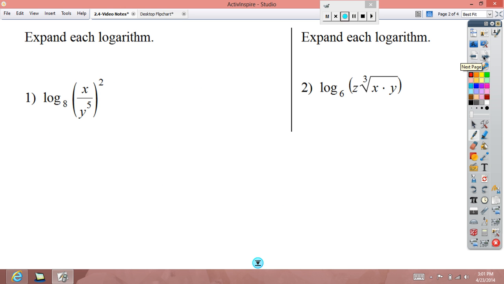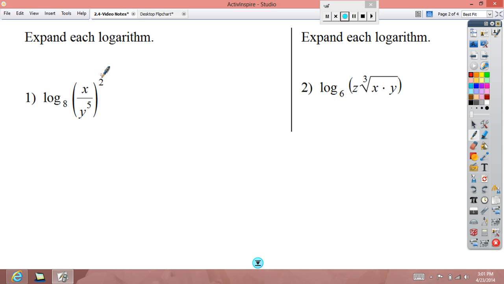So my first two directions here say expand, all right? So I'm going to make these larger. And I start by following the usual rule. So here in number 1, I have log base 8, x divided by y to the 5th, all of this raised to the 2nd. So using PEMDAS still, I want to look in the parentheses. There's nothing I can simplify in here.